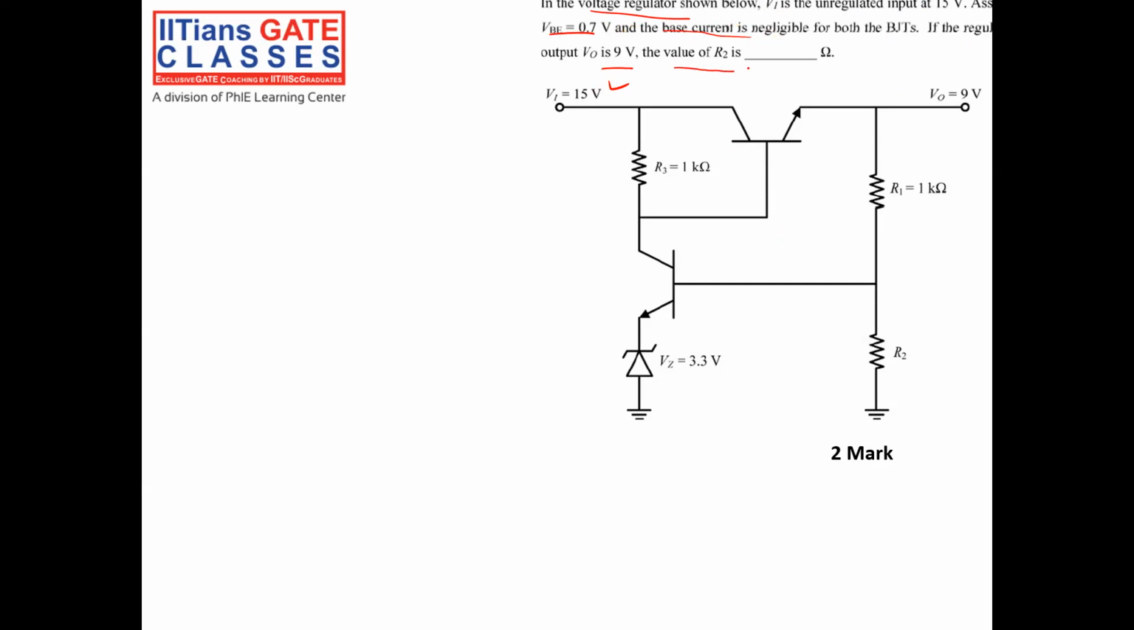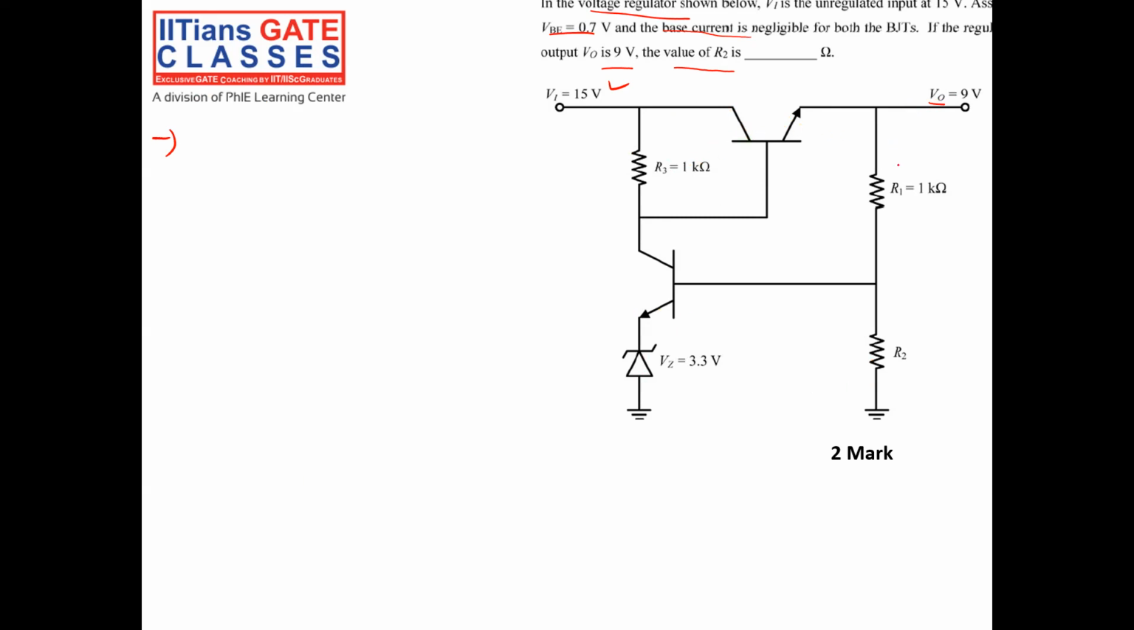Calculate the value of R2. See guys, in steady state we will get 9 volt at the output. This is a voltage regulator. How will it do this?